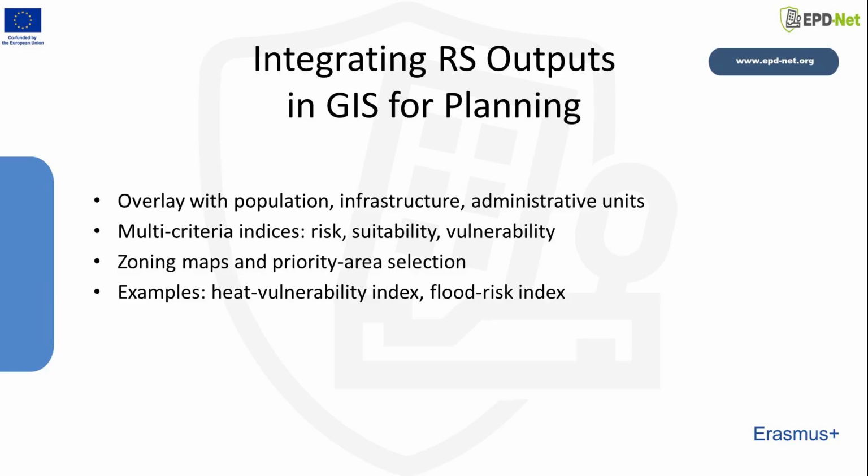We show how remote sensing outputs enter the broader GIS-based planning workflow. We explain that indices, classifications, and change detection results are imported into GIS and overlaid with demographic layers, infrastructure networks, and administrative boundaries. Through multi-criteria analysis, these layers can be combined, often using weighted sums or decision rules, to produce composite indicators such as heat vulnerability indices or flood risk maps. Zoning maps can then be derived to delineate high, medium, and low-risk areas, or to identify priority zones for interventions like tree planting, drainage improvements, or new public spaces.